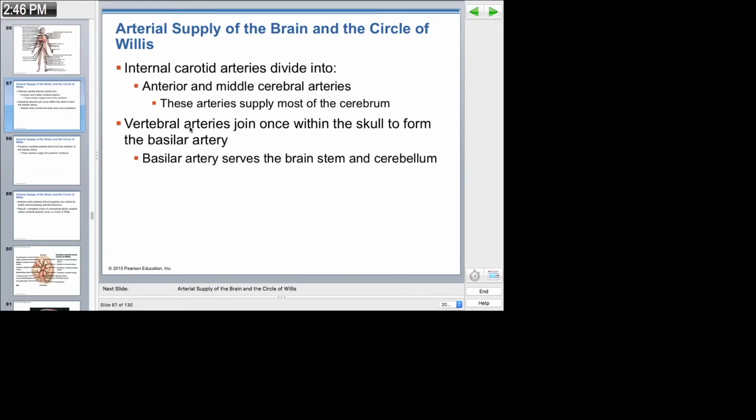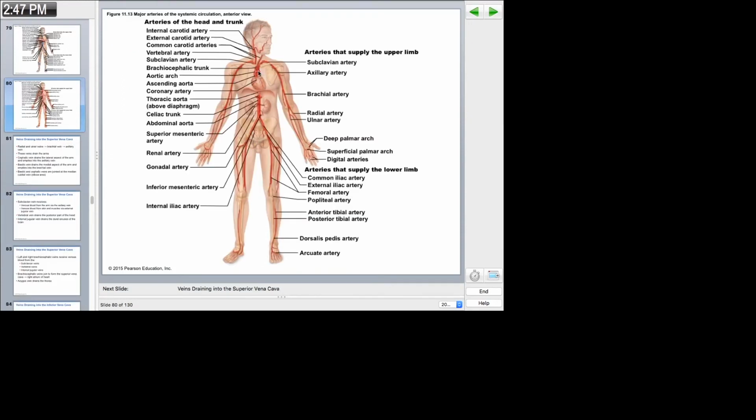Okay, looking at the brain though. So we haven't really talked about blood supply to the brain. You've got the common carotid. Okay, so here's your aortic arch. You've got your left common carotid artery, and then you've got your right common carotid artery that comes off of the brachiocephalic. Okay, that goes up and splits into your internal carotid and your external carotid.